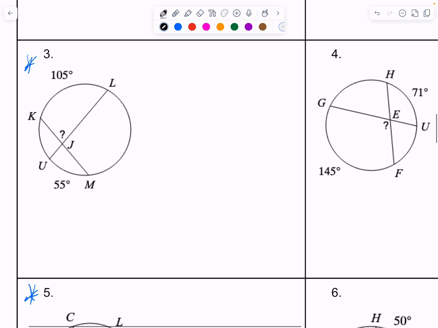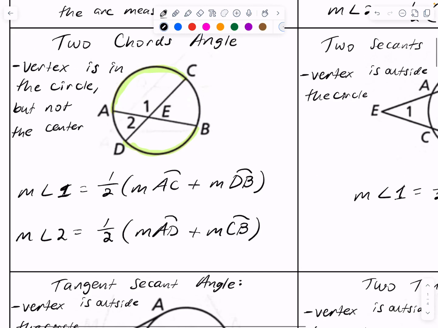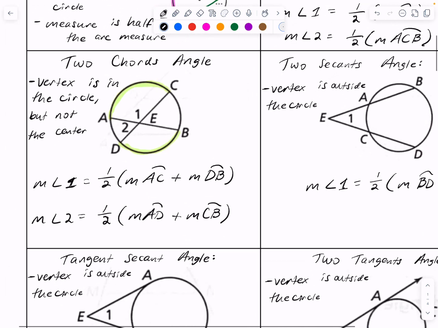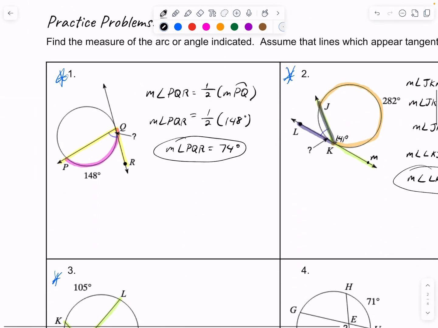Number 3 is asking us to find angle KJL. So I'll highlight here, KJL. Now we're going to be using a new box from the angle relationships notes up there, which is the two chords angle box. You'll notice that the vertex is not the center, but it is in the circle. To find these angle measures, we take the intercepted arcs that are also the vertical angle intercepted arc, add them together to find that sum, and then divide by 2 to get that angle.